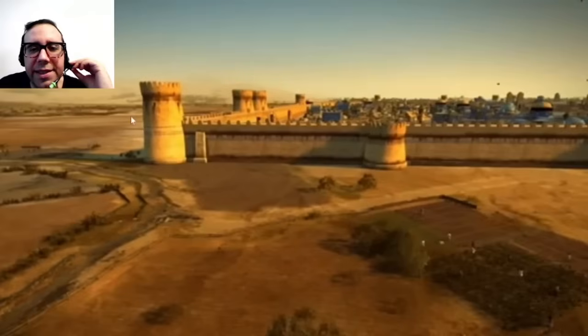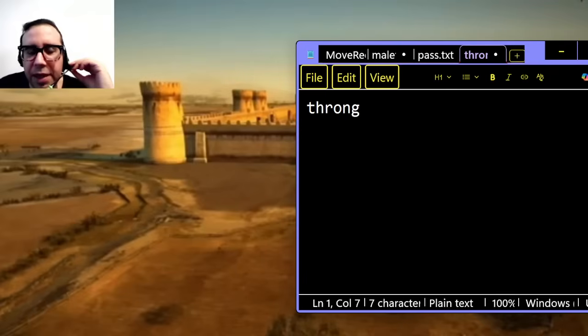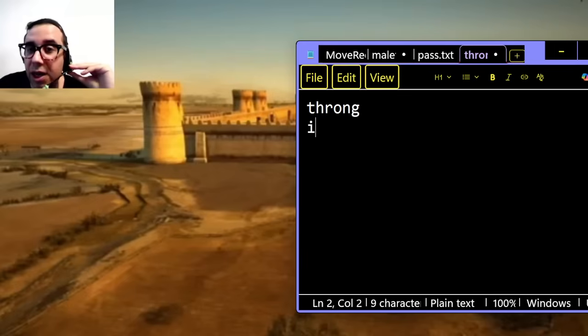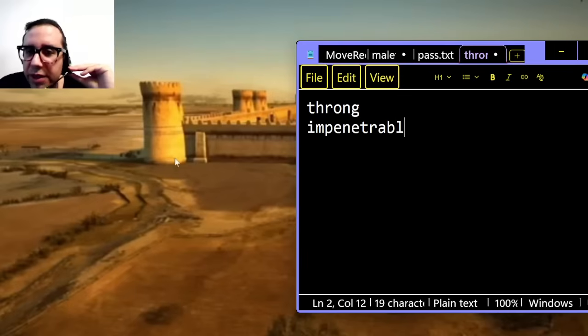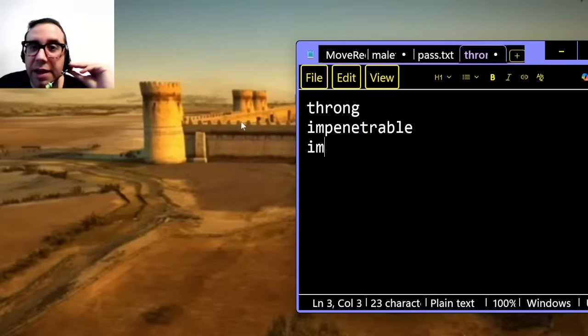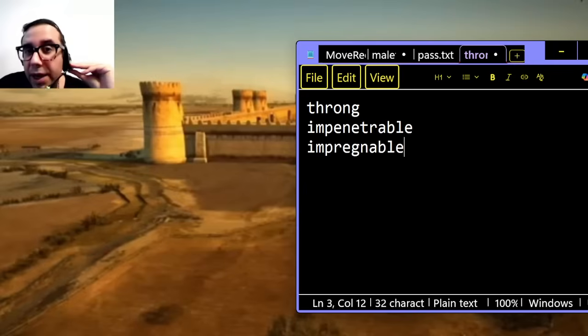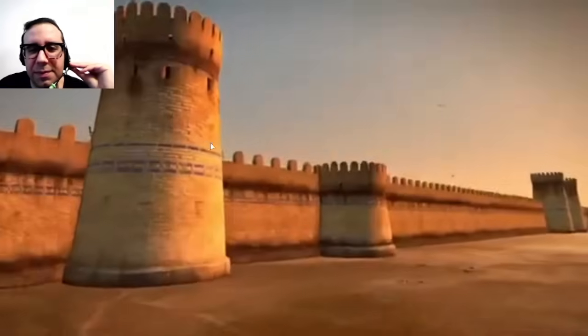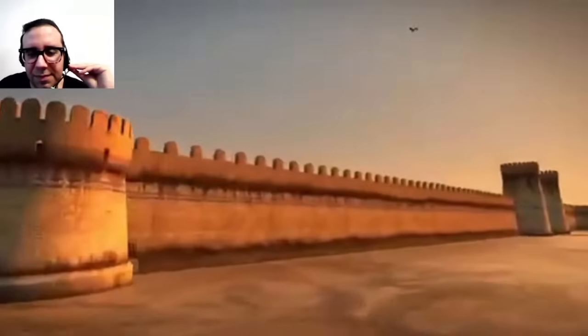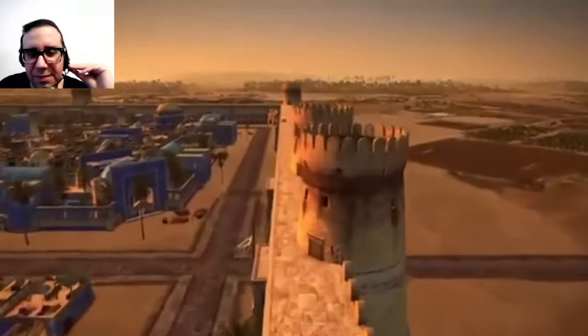The defenses seemed impenetrable. So if there were invaders, they would have found it very hard to go into the city, to breach the defenses. Another good word that you could use here is impregnable. Impregnable also suggests that the defenses are very strong. So impenetrable or impregnable. A succession of several walls encircled the city center, each one progressively higher.